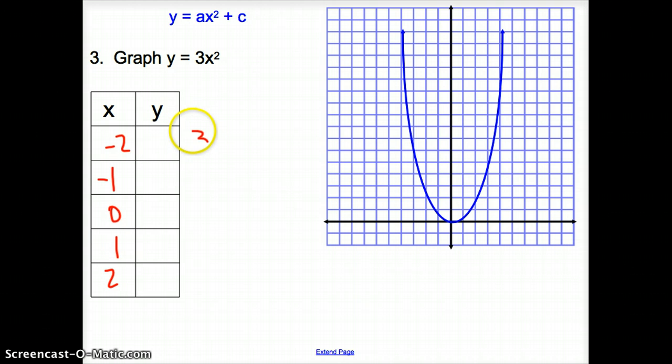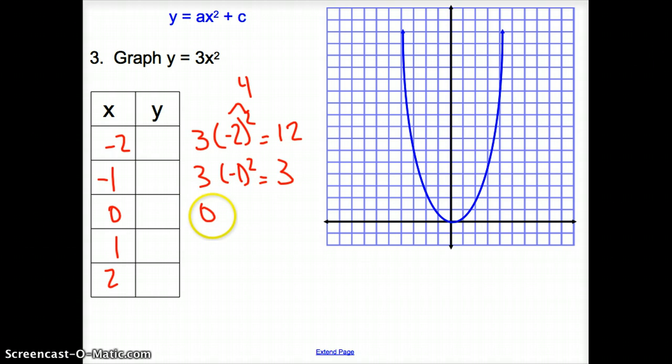So I have 3 times negative 2 squared. Now remember, we're going to start with negative 2 squared. That's 4. 3 times 4 is 12, a positive 12. Next we have 3 times negative 1 squared. We have negative 1 times negative 1 is a positive 1 times 3, which is 3.